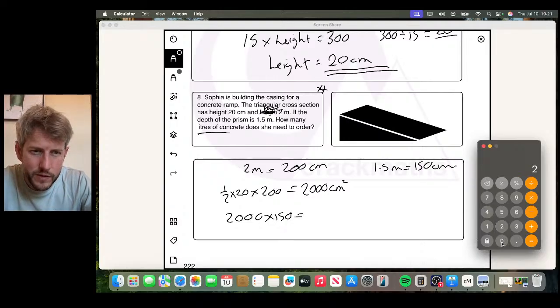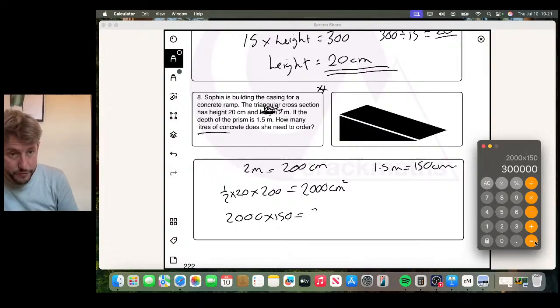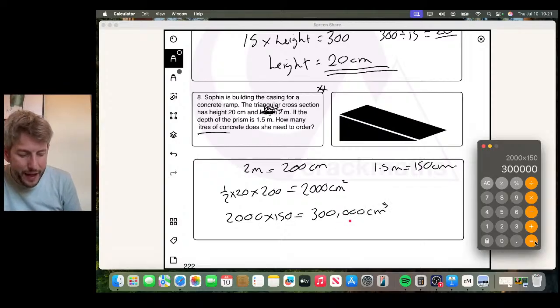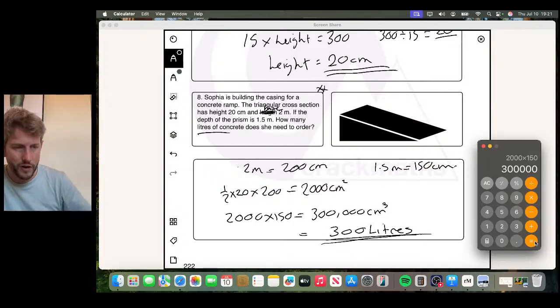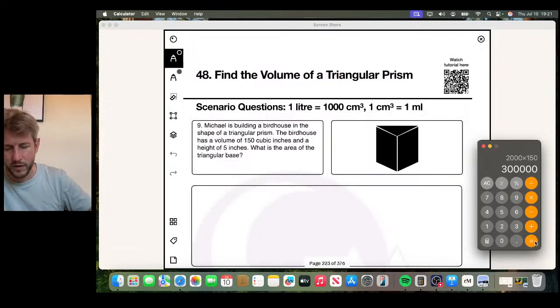So 2,000 times 150 is 300,000. Okay, and then every 1,000 centimeters cubed is a litre, so this equals 300 litres. Okay, so it's 300,000, so 300 lots of 1,000, every 1,000 is a litre, so this will be 300 litres. Right, okay. Question 9.